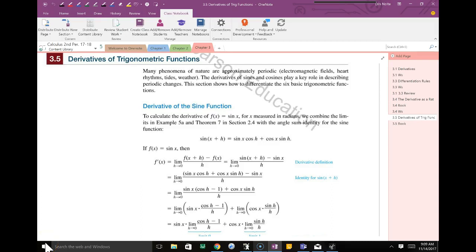So 3.5 is deriving trig functions. Oh my gosh, my mom. Why do you always gotta put trig in everything? Yeah, like derivatives was already a little hard, and now we got to put trig.